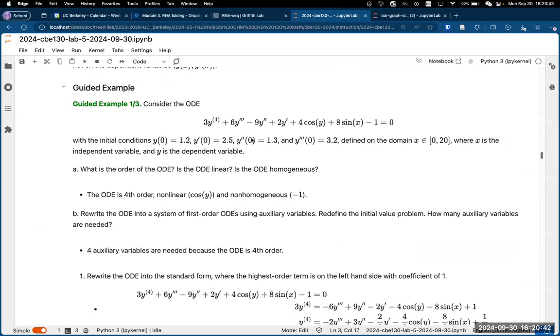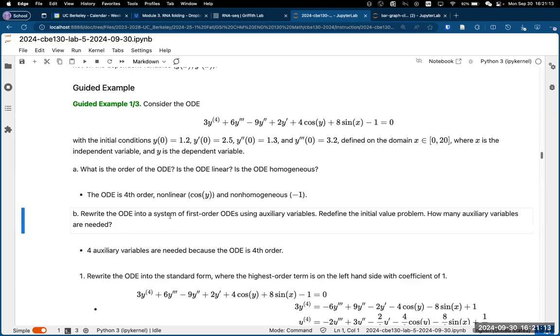So let's do the first example. The first example is we are given an ODE, some initial conditions, some domain, and they ask you what's the order. So we find the highest derivative, it's 4. So it's a fourth order ODE. Is the ODE linear? So we look at the y's. Y doesn't multiply by each other, but it is an argument of a nonlinear function, cosine. So it's not linear. Is it homogeneous? There's a -1 term, so it's not homogeneous.